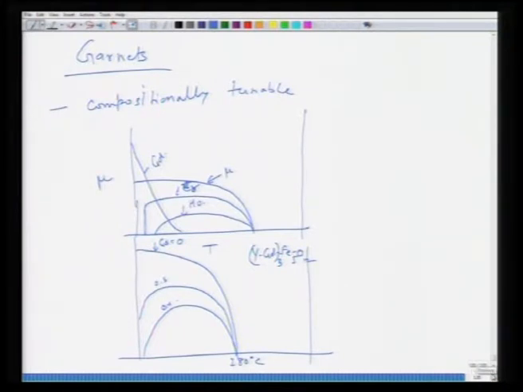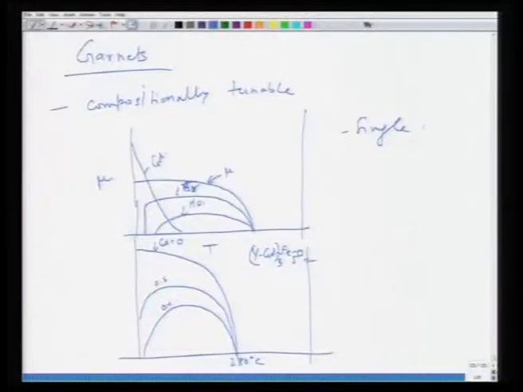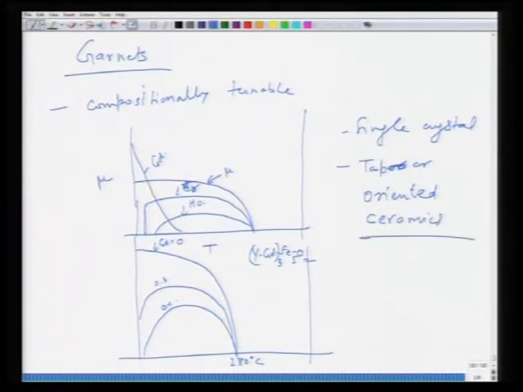Also these garnets can be fabricated in various forms. They can be formed in single crystal form. They can also be formed in tape form or oriented ceramics, and as a result of some magnetic anisotropy, this changes the magnetic properties of these ceramics.